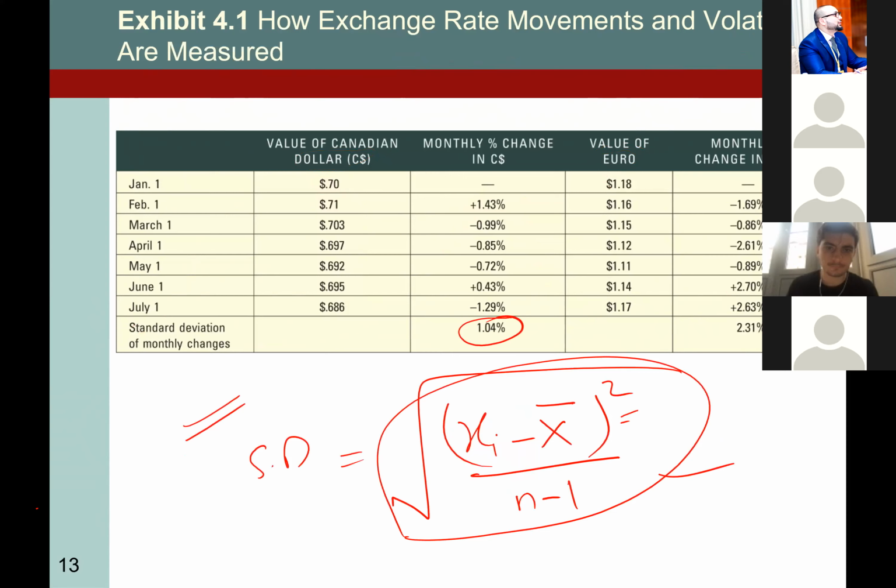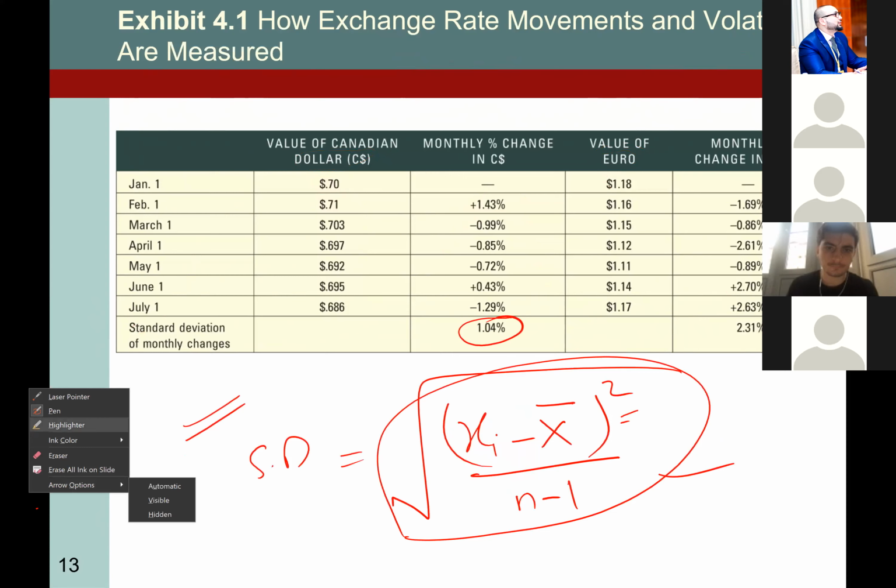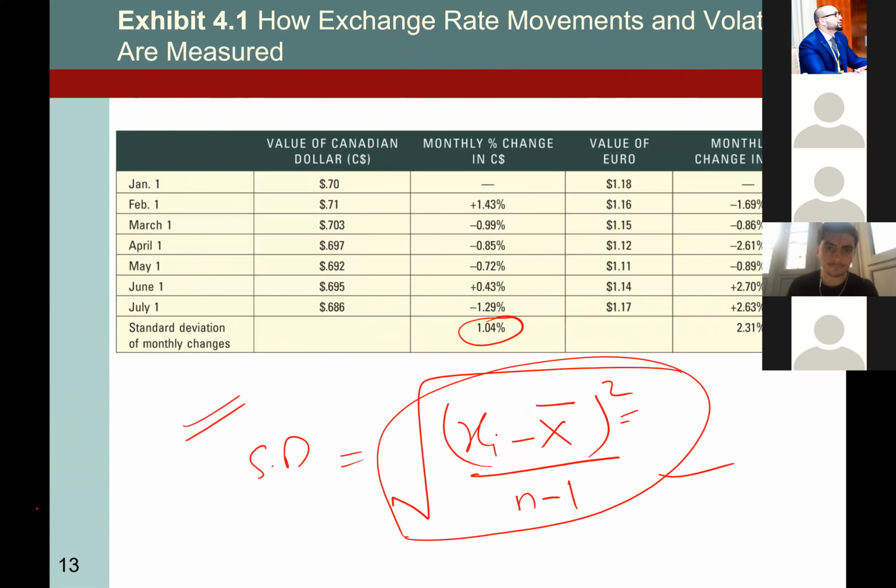And what does it mean? What does it mean by volatility? Let me just give you in advance. Volatility basically means that it is the advanced form of risk.